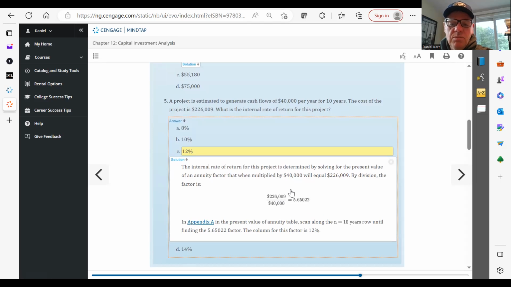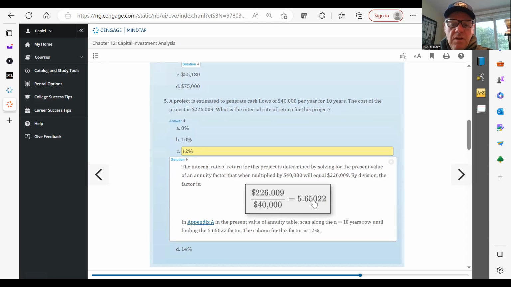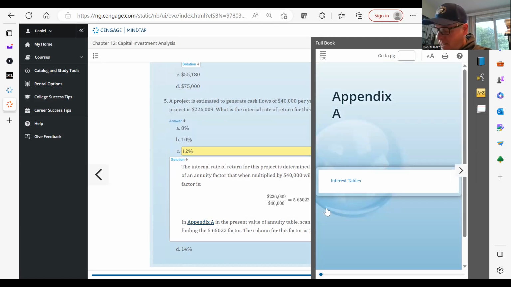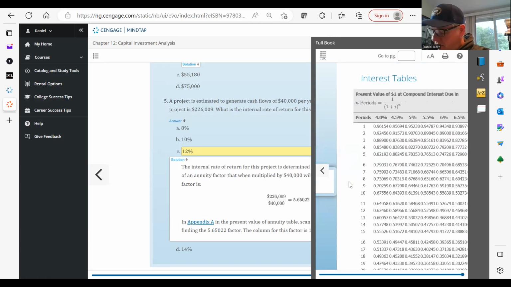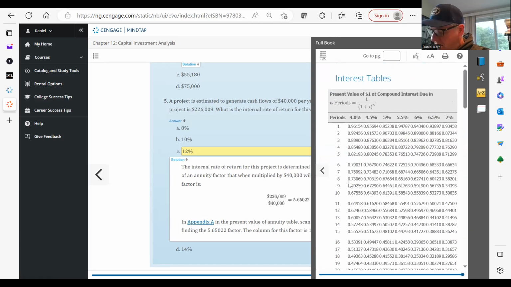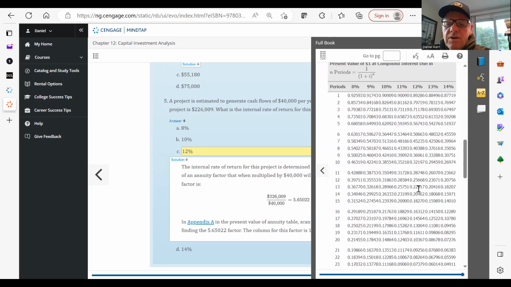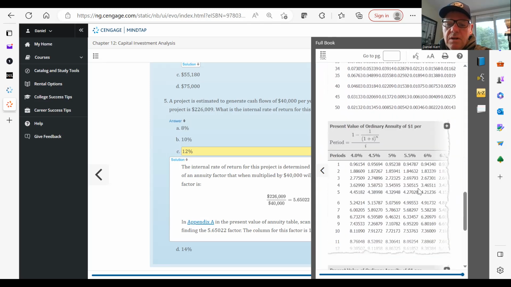We go to Appendix A. So this is, in a sense, your present value multiple here. The 5.65022 is our present value multiple. We go to Appendix A and find an interest rate that corresponds to that. And we go 10 years, and we've got to go to the present value of an annuity. So we've got to work our way through here.